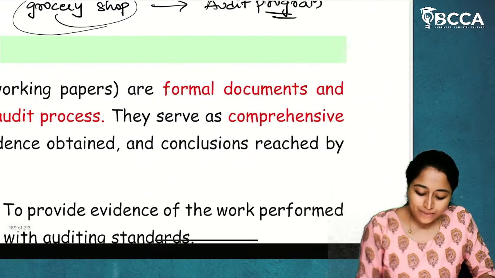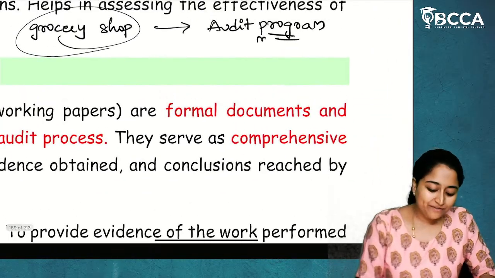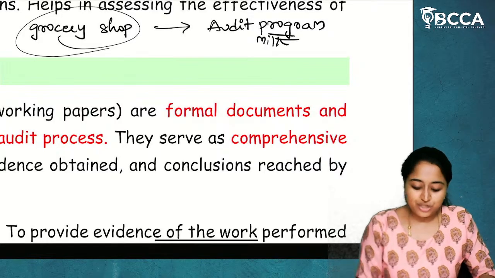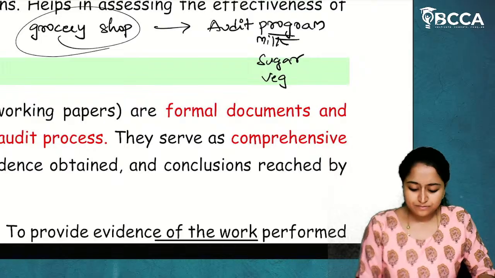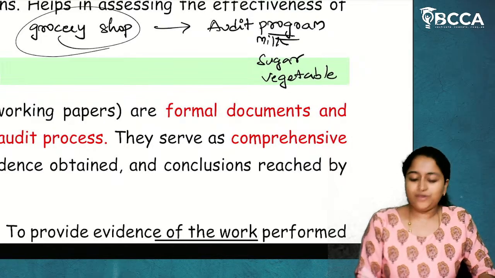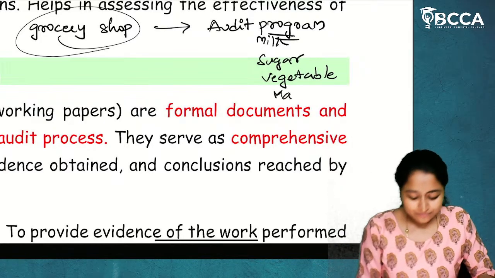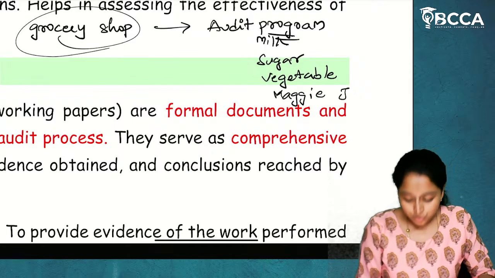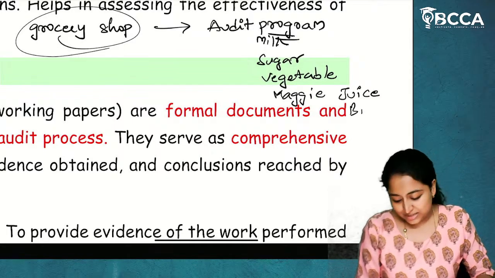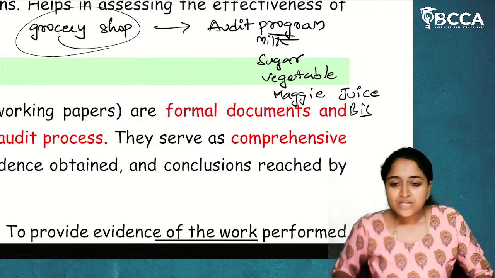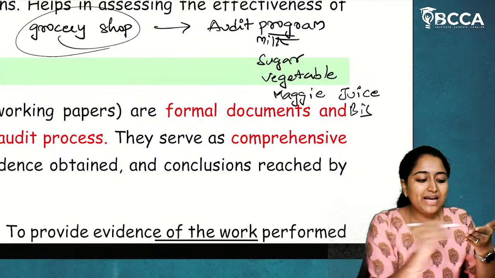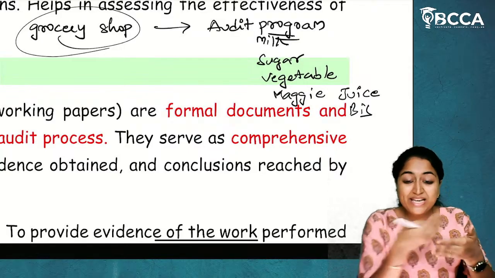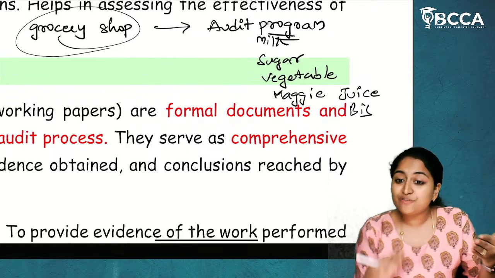Now, what is audit program? Your mom asks you to buy one milk packet, some kgs of sugar, and some vegetables, and, as everyone's favorite, Maggi packets, and some juice, and some biscuits, and many other things. So she has given you a list. So all that has to be done. So this is written in a checklist format.